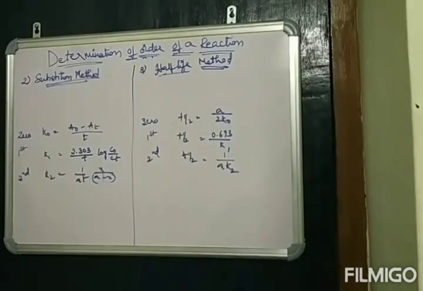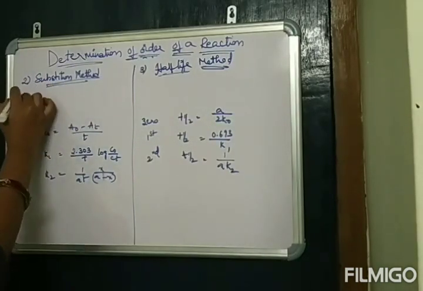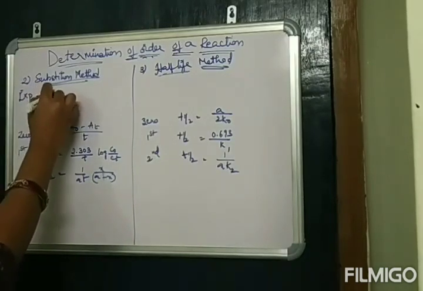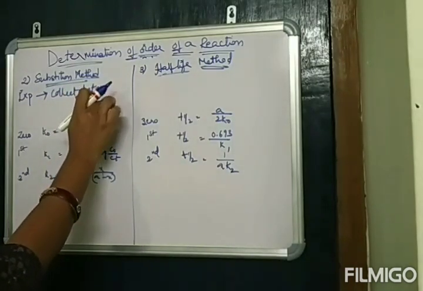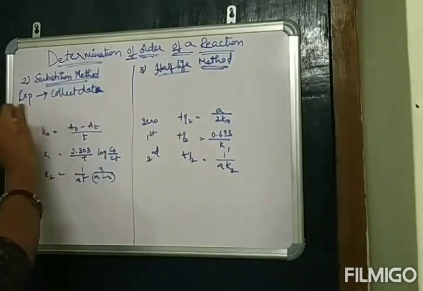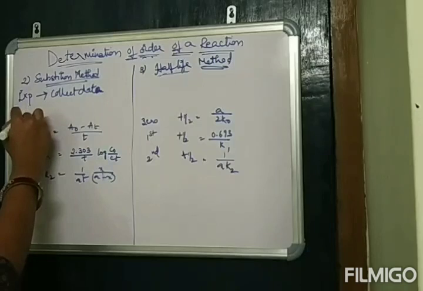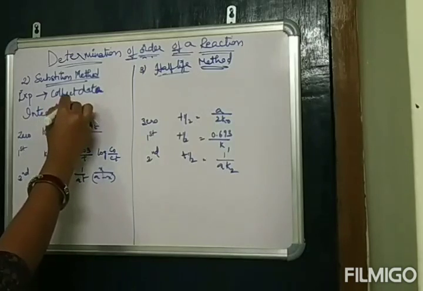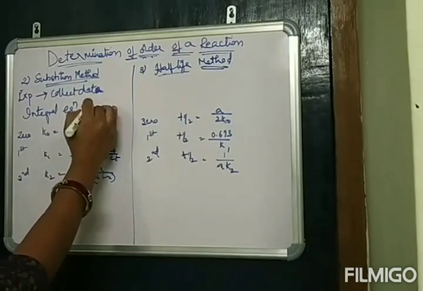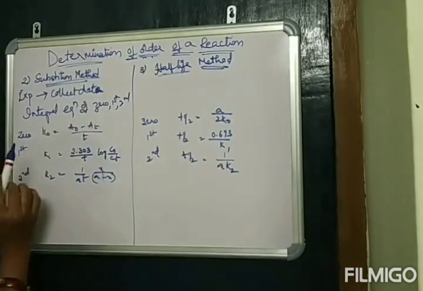Next method is substitution method. In this substitution method, we have to perform the kinetic experiment, and from that we have to collect the data on time course changes in the concentration of reactants, and we have to substitute this data in the integral equation. Substitute the data in the integral equation of zero order, first order and second order.